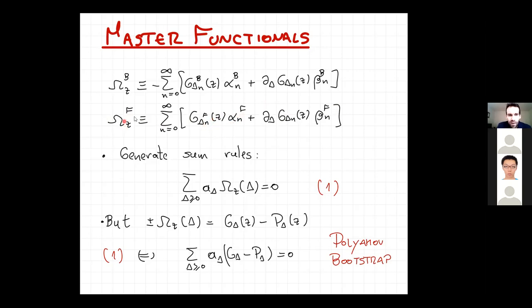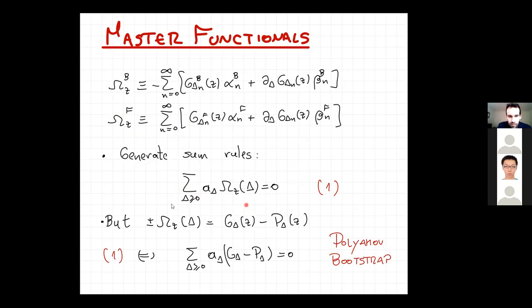So since this is a functional, I can act with it on the crossing equation. There's a subtlety, which I'll mention later. So let us just assume that this is a functional. So it generates a sum rule. Now, what is the sum rule?